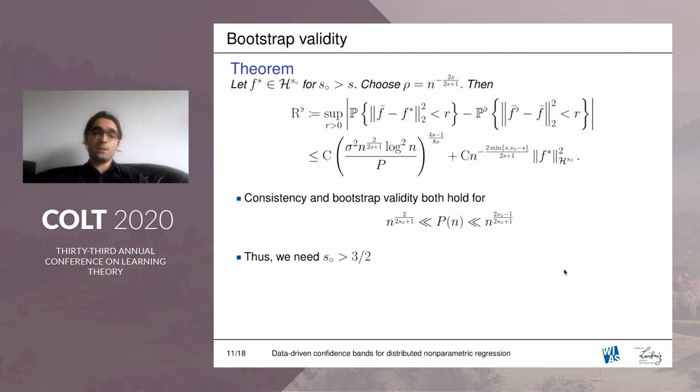The good question here is whether we can choose P in such a manner that both the previous theorem gives good results and this one gives good results. It turns out that such a choice is possible for S0 above 3/2. Recalling our motivating example with Matern kernel, it turns out that the only setting left aside is a univariate case with Matern kernel smoothness of 1/2.